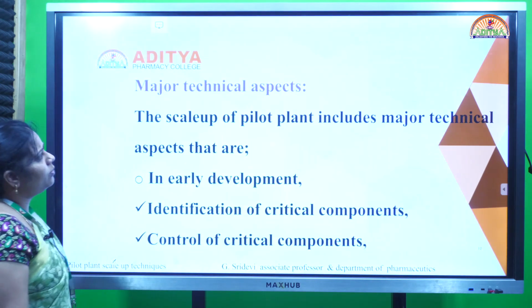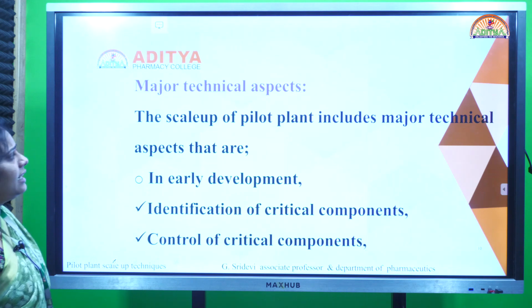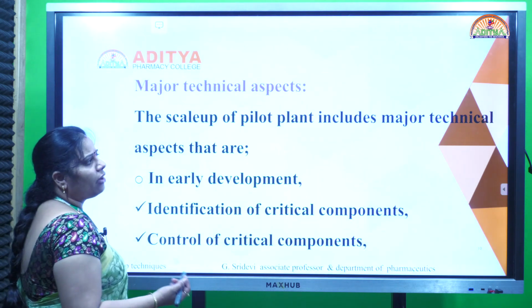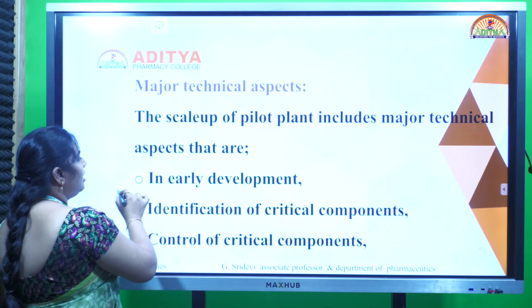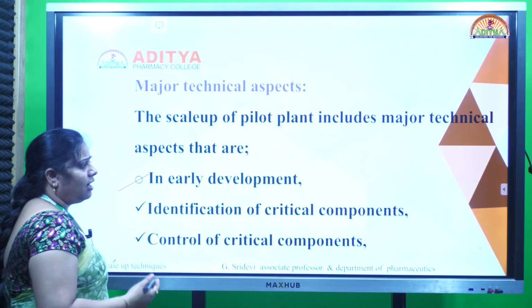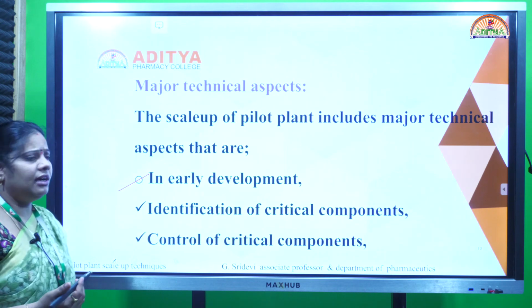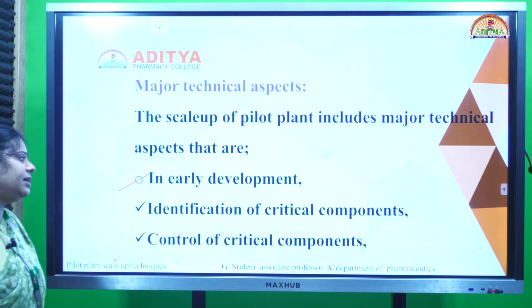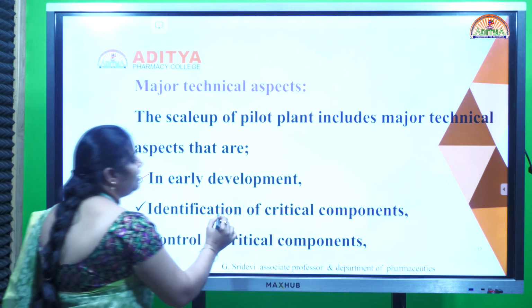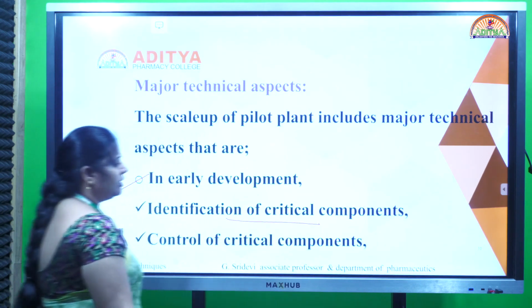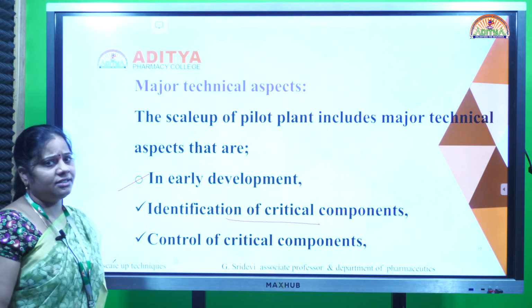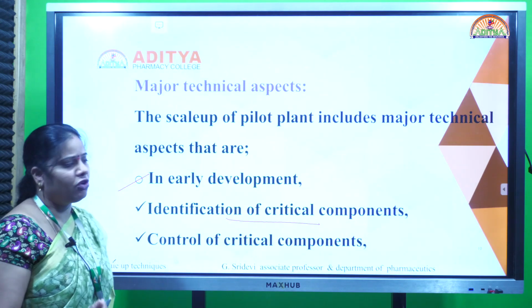And coming to the next one, there are the major technical aspects. So in the major technical aspects, what type of things are we going to study? First one is in early development, that is physico-chemical properties studying. During that time, the first thing we study is the identification of the critical components. That means what is going to create a problem in that particular formula.